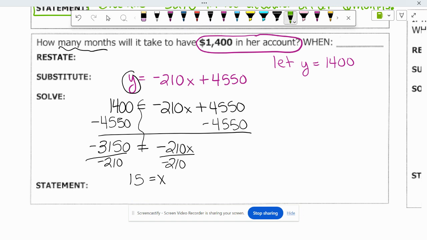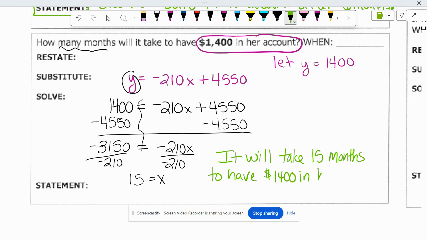All right. So Laurel, can you give us a statement? How many months will it take to have $1,400 in her account? Perfect. It will take 15 months to have $1,400 in her account. That was a perfect sentence. Thank you, ma'am.